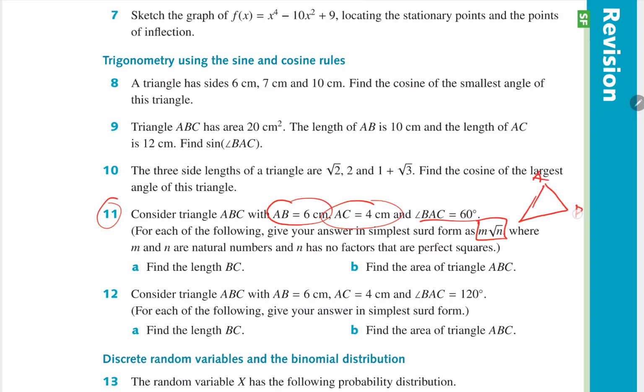A, B, and C. AB is 6, AC is 4. So maybe we'll swap these. AB is here, AC is here. So AB is 6, AC is 4, and BAC. When you look at an angle, you look at the middle one. So the anchor is at A, which means this is the angle. Aha, this is the included angle. So it has to be the cosine rule to find the length BC. So use the cosine rule. That means you need to find cos of the angle BAC.